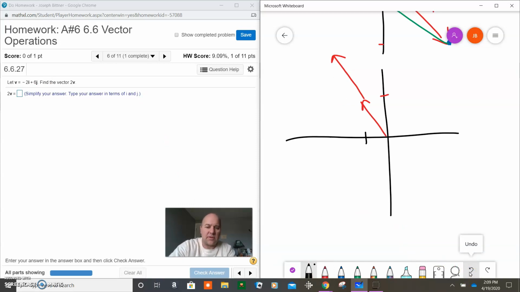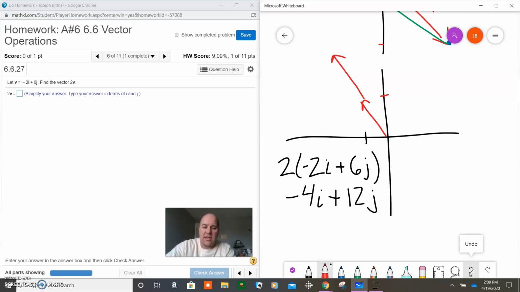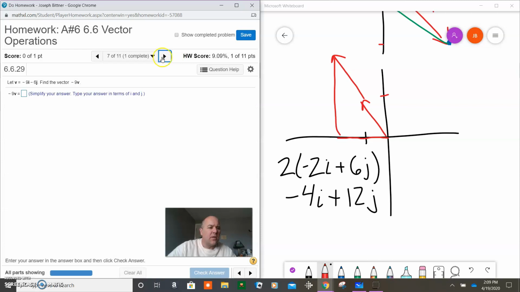But again, it's just like going back to algebra 1. If you take 2 and distribute to both of these, oops, I'm starting to do the problem in my head. Distribute, you get -4i plus 12j. And again, if you start from the origin and count it over, it would be left 4, and then count it up, it would be up 12. Not too surprising. And don't forget to include your i and j. It even says put your i and j in the expression.